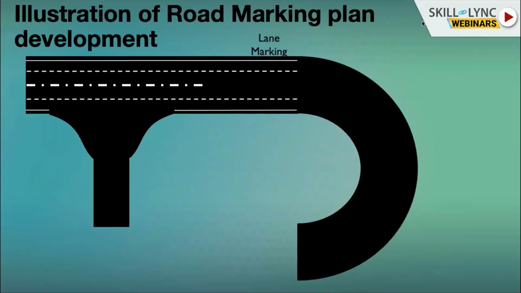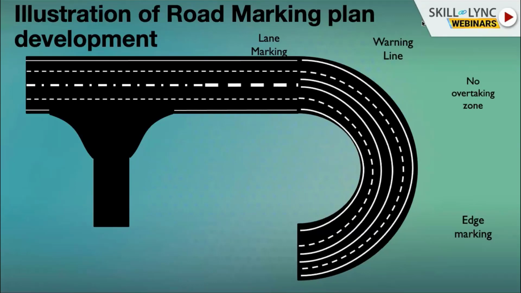This is a normal zone which we had identified, and we provide normal lane markings and the center line marking. We introduce a warning line just before the no overtaking zone. This usually warns the driver that you are approaching a no overtaking zone. And you can see that on the sharp turn, a no overtaking zone has been demarcated using a double solid continuous line.